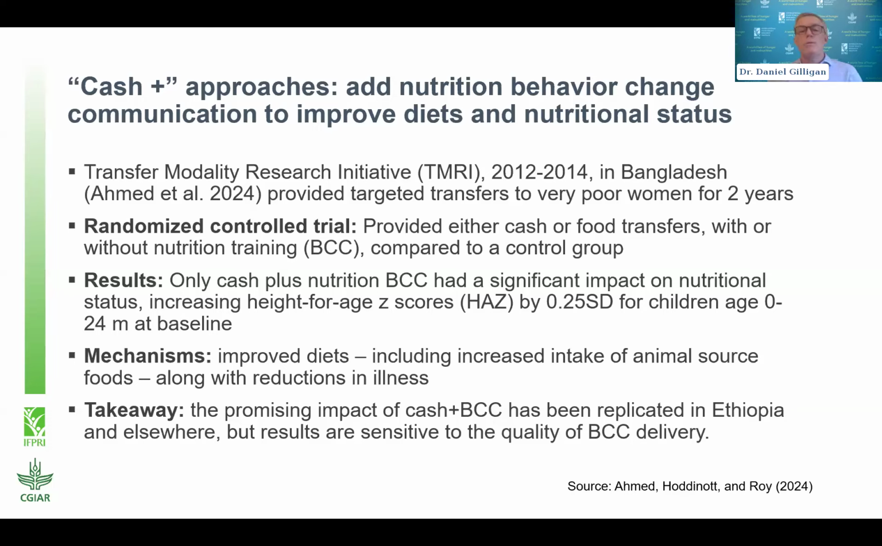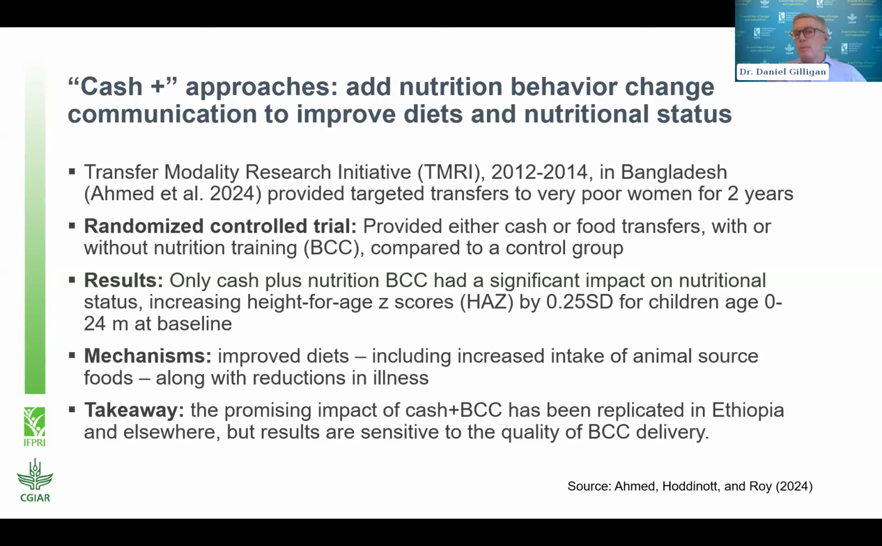The key takeaway for us here is that it was only the cash plus nutrition BCC treatment arm that had a significant impact on nutritional status. It increased height for age Z-scores of children by 0.25 standard deviations for children that were under 2 years of age at baseline.